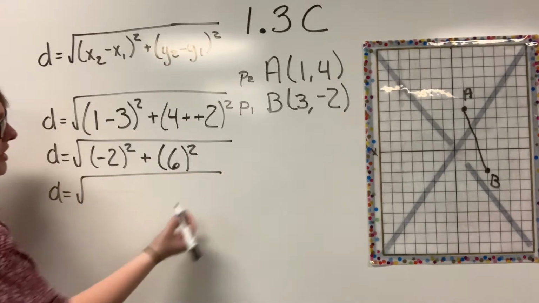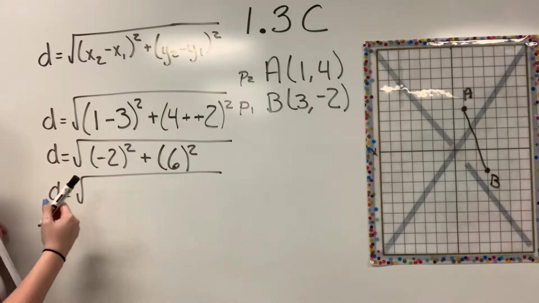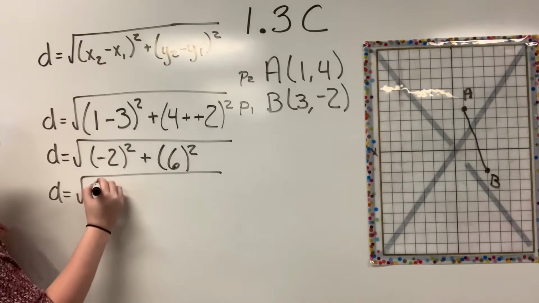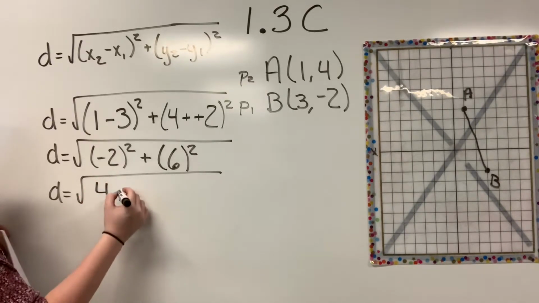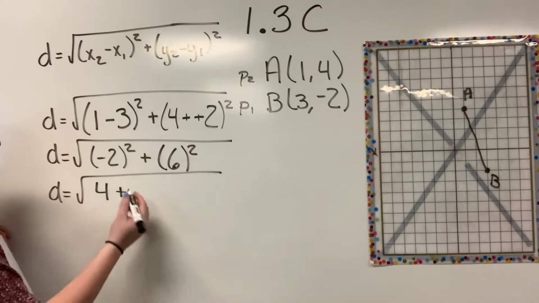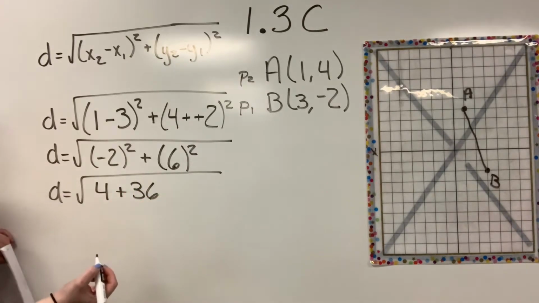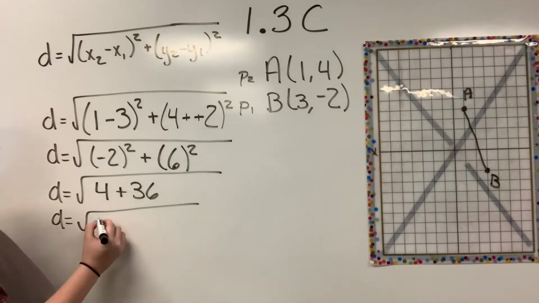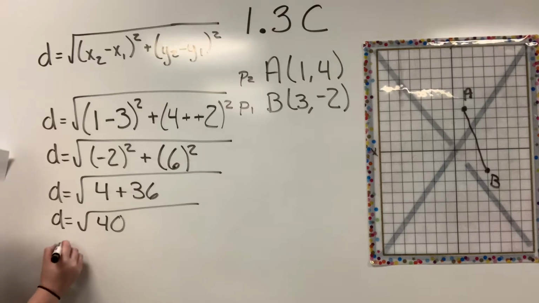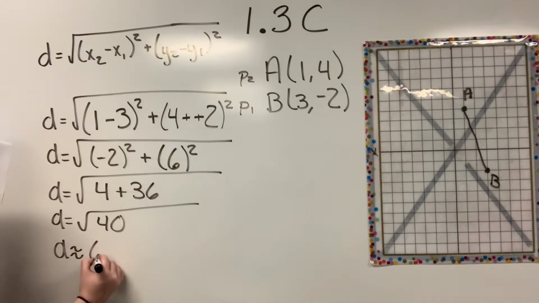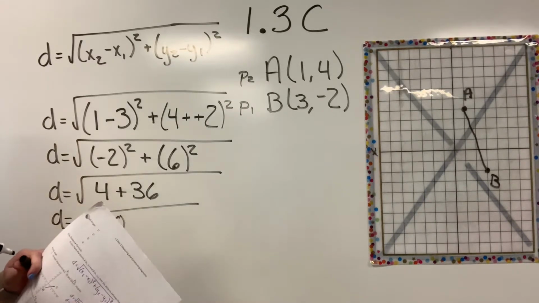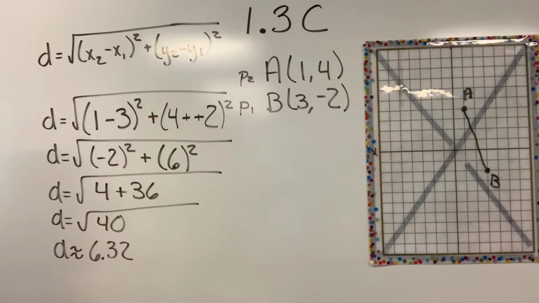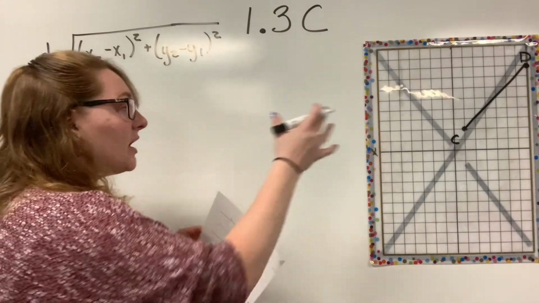D is equal to our giant square root. Negative 2 times negative 2 gives you a positive 4. Plus 6 squared, or 6 times 6, gives you a positive 36. D is equal to our big old square root. 4 plus 36 is 40. And when we plug the square root of 40 into our calculator, we get d is approximately 6.32. So the distance between A and B is 6.32.